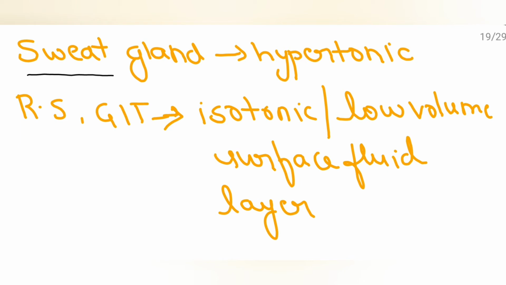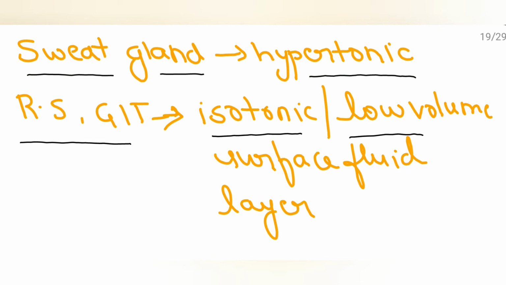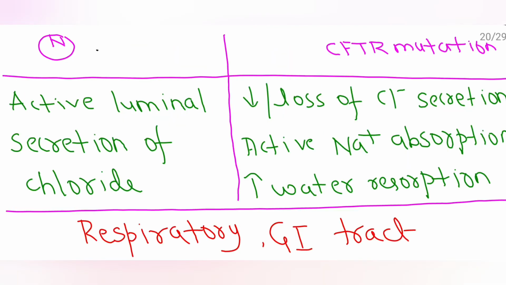So to revise the sweat gland story: in case of CFTR gene mutation, there is hypertonic secretion in the lumen, whereas in the respiratory tract and GI tract, it is either isotonic or a low surface volume fluid in the layer. So normally in the respiratory tract and GI tract, there is secretion of chloride into the lumen.